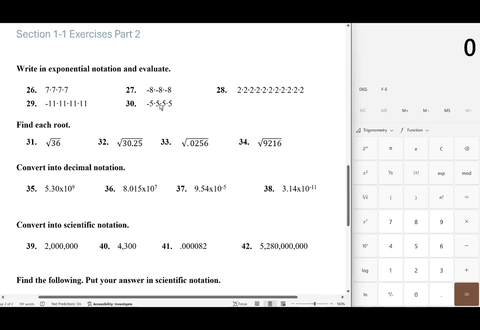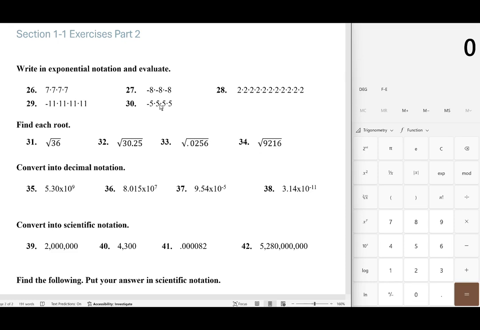Hello and welcome to the second half of the 1.1 exercises solution set. If you already watched part 1, you know that we've been using the calculator a lot for these. We're going to continue to do that in some of these problems and show you how to use some cool things on your calculator. So let's start with number 26.